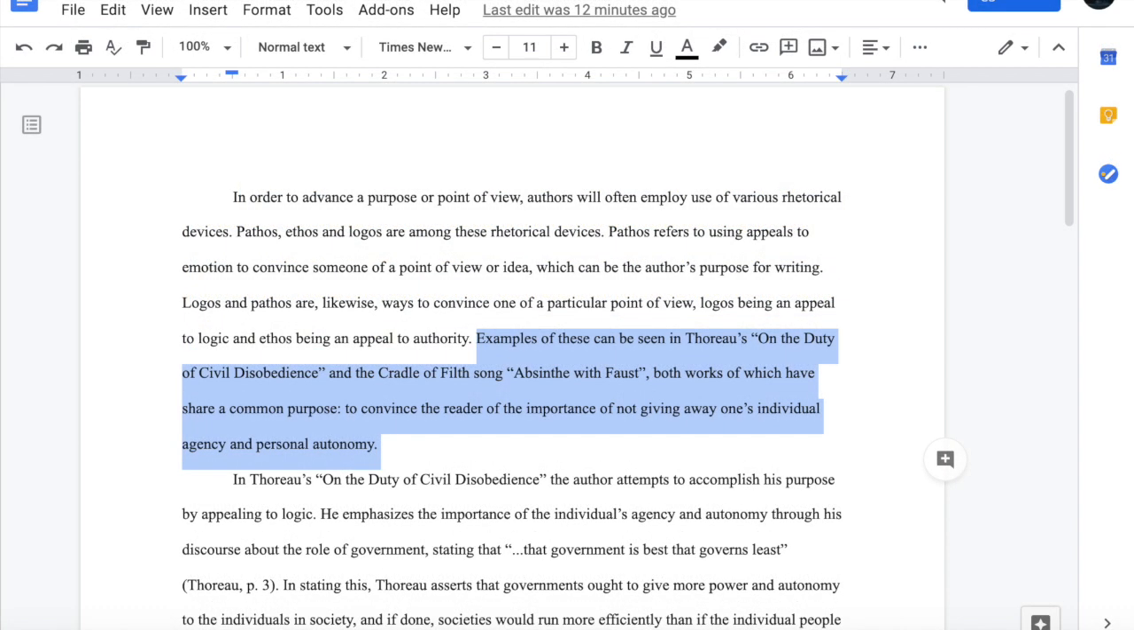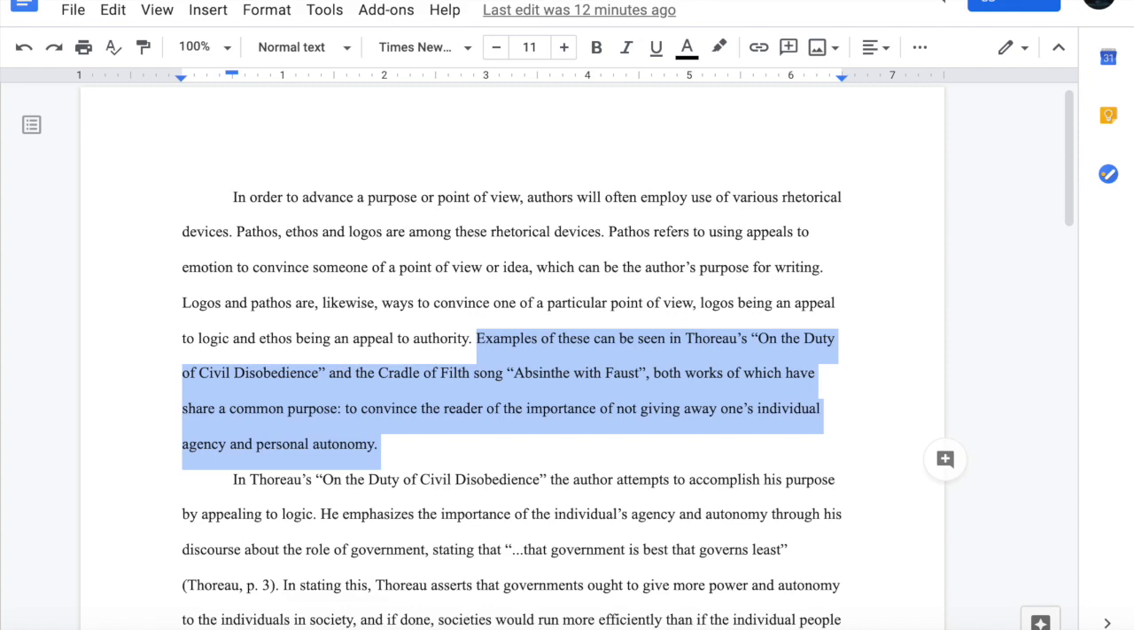And in this last sentence here, I introduce the topics of On the Duty of Civil Disobedience and the Cradle of Filth song, Absent with Faust, as those are the texts that I will be discussing. I relate it to the previous topics by stating that there are examples of some of the rhetorical devices of which I had just made mention in both of these works, and that they both have a common purpose.